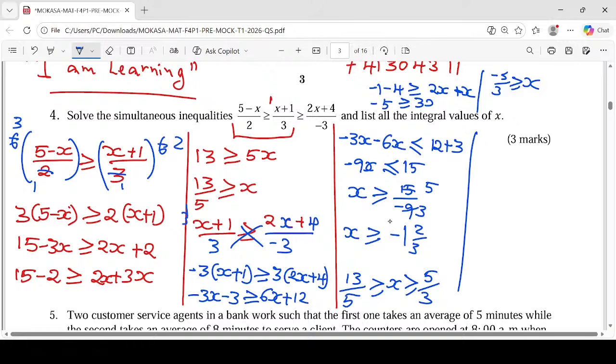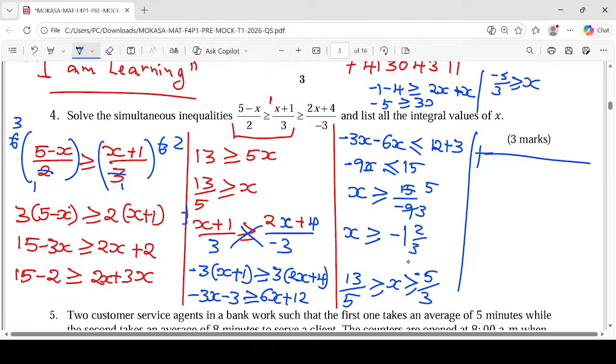Then when you are told to state all the integral values, remember that this can be done like this. In decimal form, these will be, let us see them in decimal form.